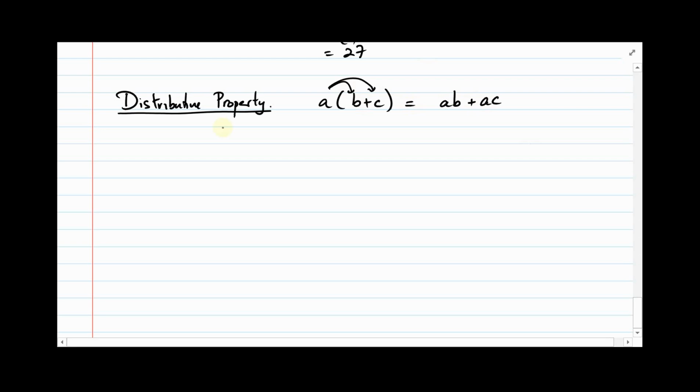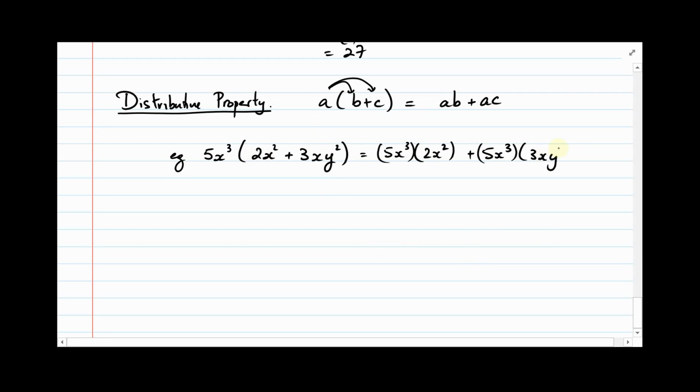All right, so your typical things, let's say you had 5x cubed, and this is, say, 2x squared plus 3xy squared. Well, what would I get? Each term is being multiplied by 5x cubed, so 2x squared is multiplied by 5x cubed, and 5x cubed is multiplying 3xy squared. So I end up with 10.